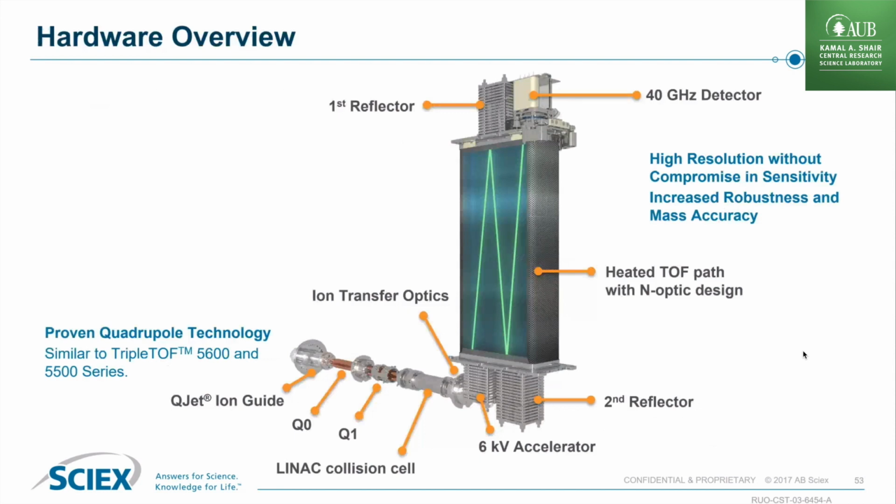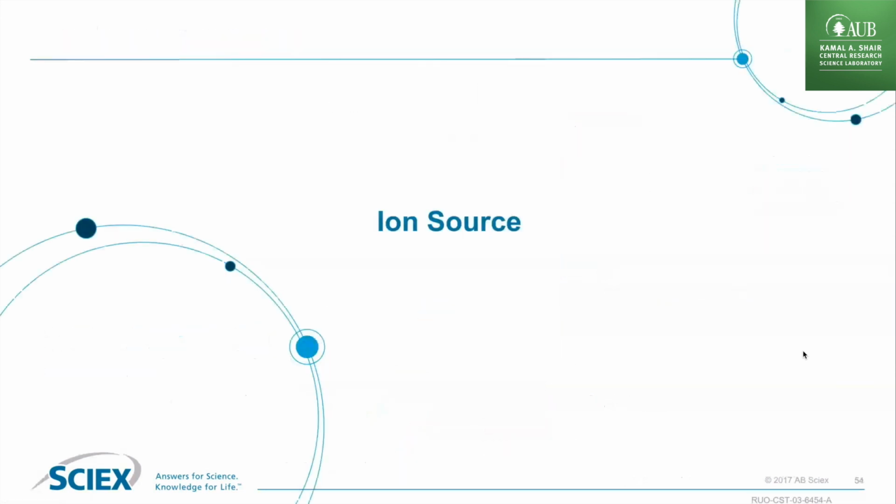This is already the ion path, which we already talked about. So you have here the Q1. This part is all referred to as the interface, the QJ, the Q0. You have here the collision cell, so that's where we do MSMS. Then you have some ion transfer optics and an accelerator. You have the time of flight path up to the first reflector, down to the second reflector, and then up again to the detector. Okay, so that's kind of the overview of the hardware.